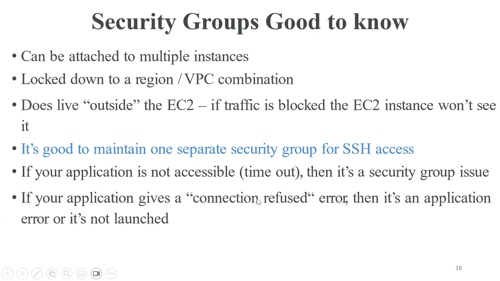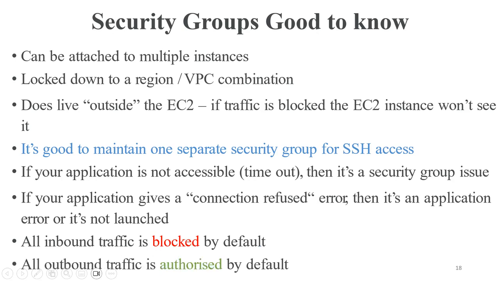If your application gives a connection refused error, then it's an application error or it's not launched. That means the service is not working. Then you need to check at the service level: whether the service is running or not, and what the state of the service is. By default, all inbound traffic is blocked and all outbound traffic is authorized. Whenever you create a security group, that is the default behavior, but it can be customized with inbound and outbound rules.